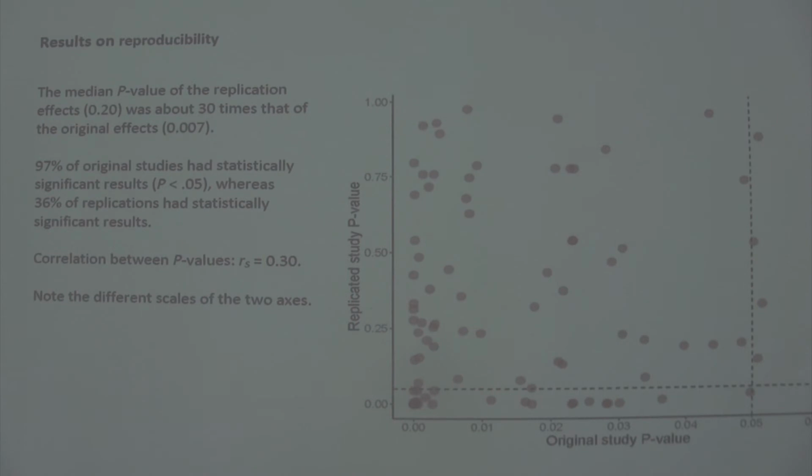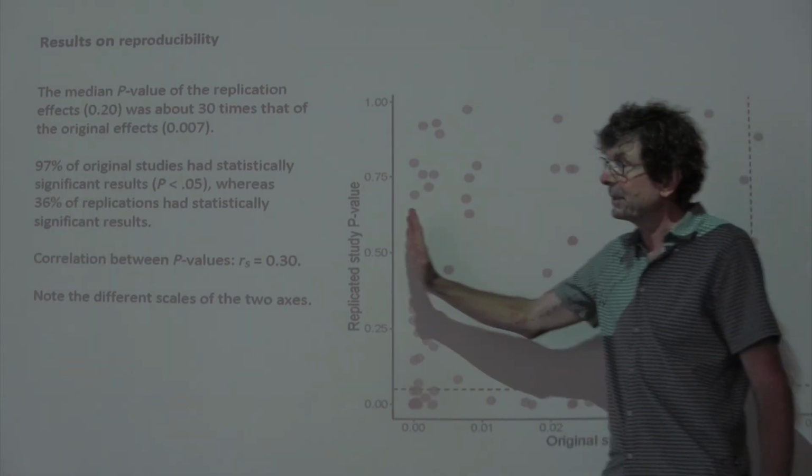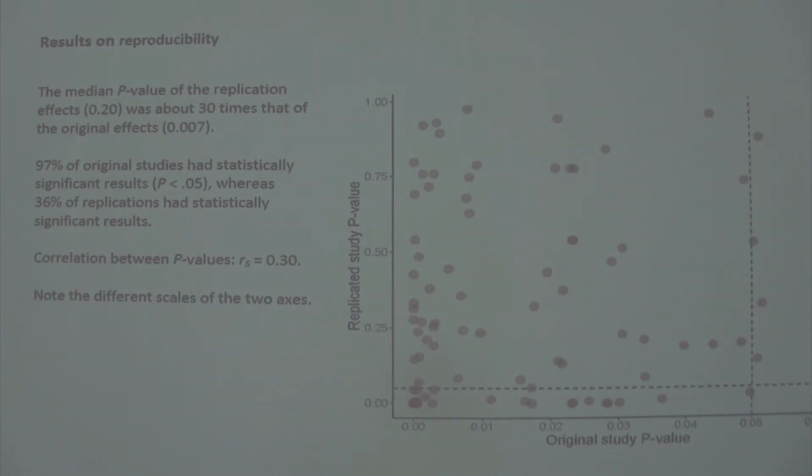Here's what they got. Here's the original study p-value. Here's the replicated study p-value. There is a correlation between those two. It's like 0.3. So the median p-value of the replication effects was 0.2. About 30 times that of the p-value in the published literature.